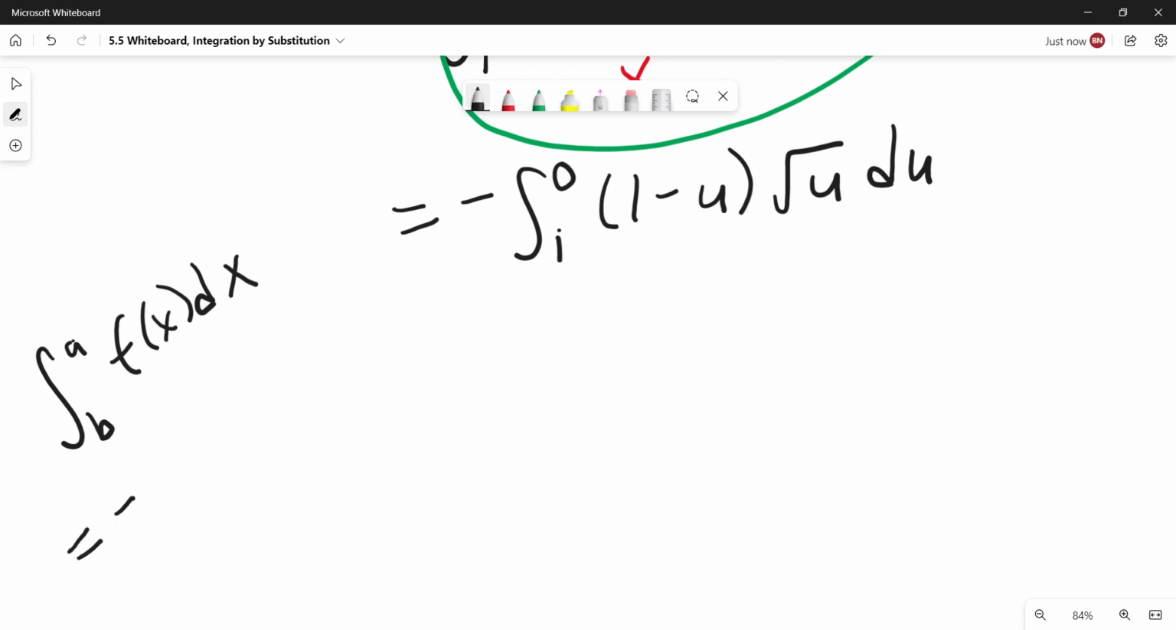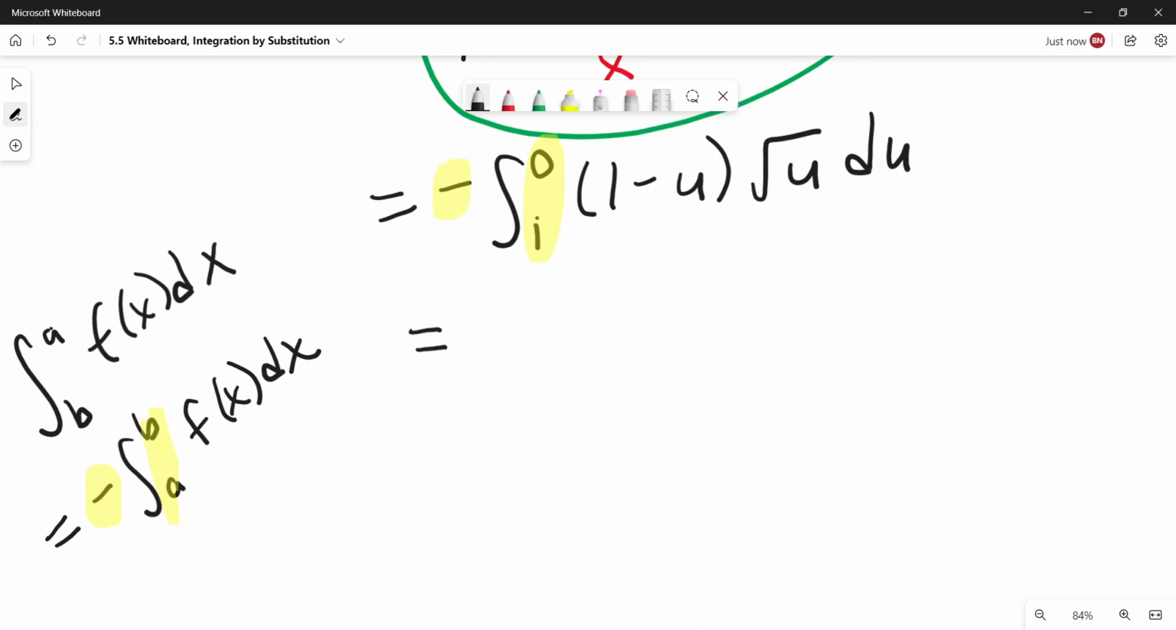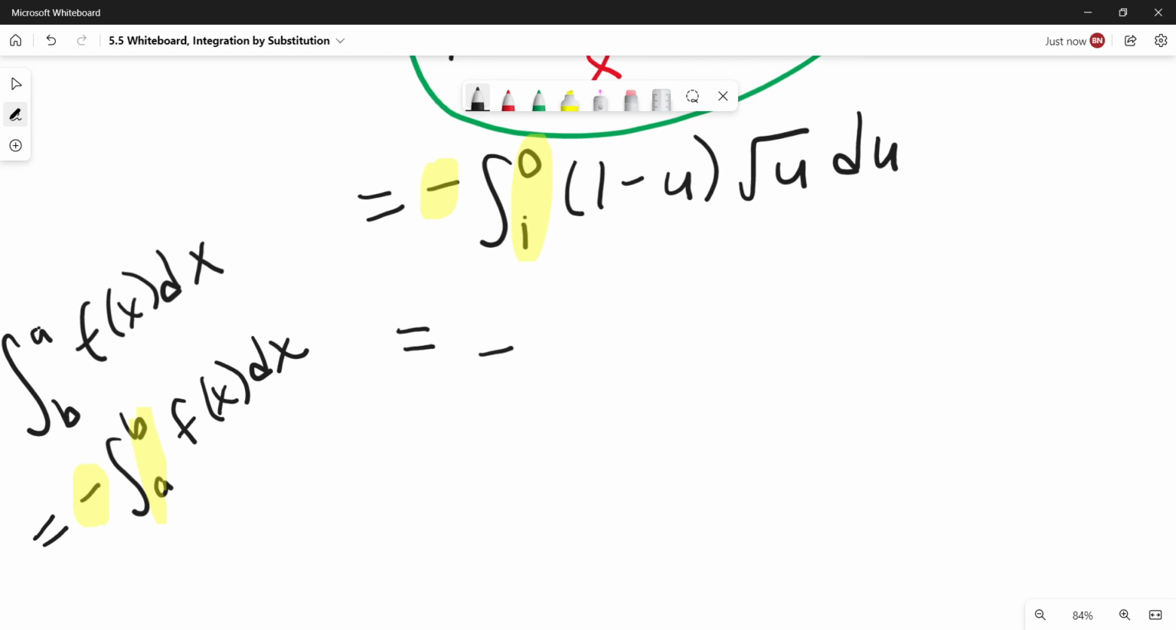Equal to the negative integral from, if that was from b to a, this is from a to b, right? So notice you can switch the bounds and change the sign, and it's equivalent. So that's what I'm going to do here. I'm going to switch the bounds and then change the sign again. So it's going to be like a negative integral from 0 to 1, right?